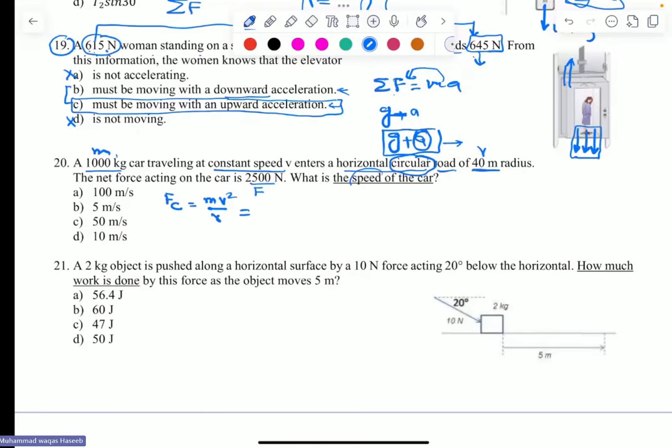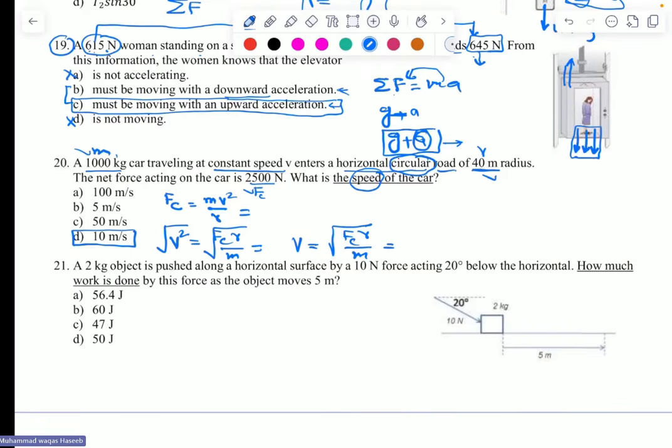Now, what is asking you to calculate the speed? So v squared is Fc r over m. Then taking the square root, v will be the square root of Fc r over m. So you have Fc, you have m, you have r. Just substituting the values will give you the answer: 10 meters per second. Okay.